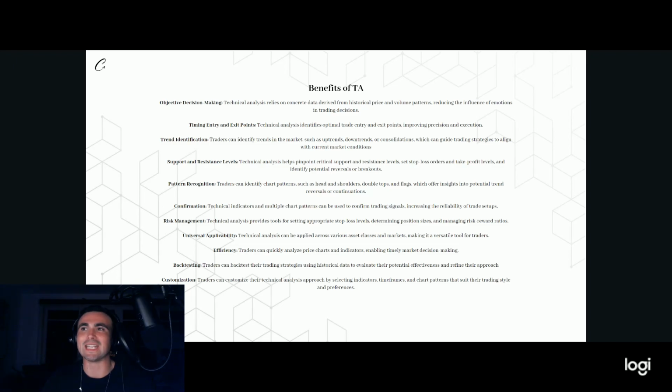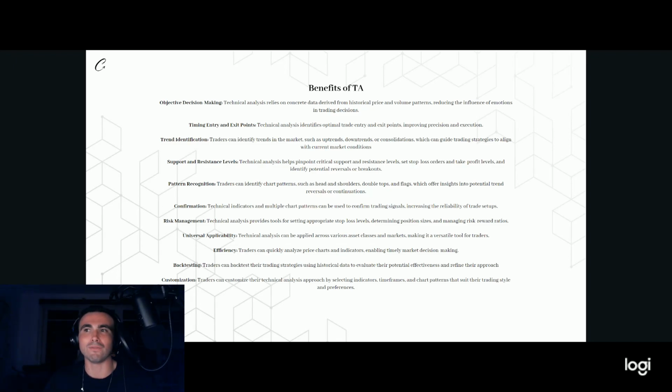Pattern recognition. Traders can identify chart patterns such as head and shoulders, double tops and flags, just to name a few, which offer insights into potential trend reversals or continuations. Confirmation. Technical indicators and multiple chart patterns can be used to confirm trading signals, increasing the reliability of trade setups. Risk management. Technical analysis provides tools for setting appropriate stop loss levels, determining position sizes, and managing risk to reward ratios.